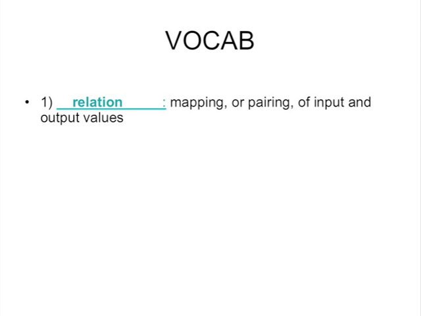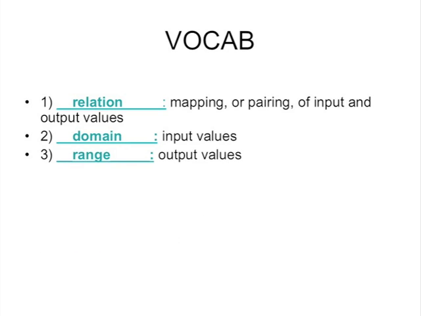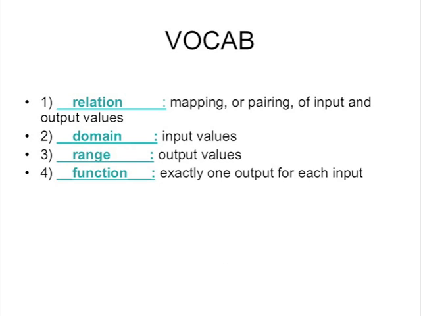A relation is a mapping or pairing of input and output values. The domain is the input values. The range is the output. A function is defined as having exactly one output for each input.